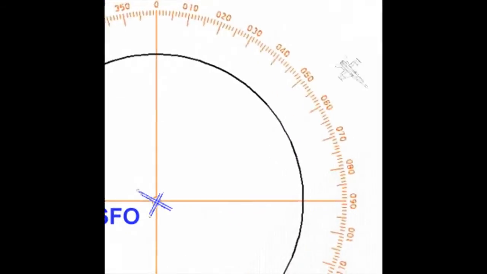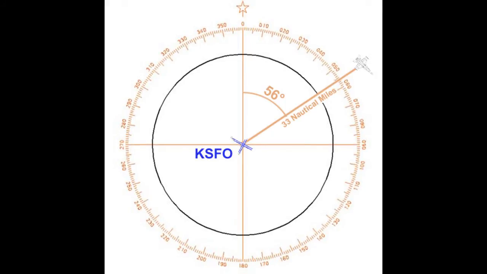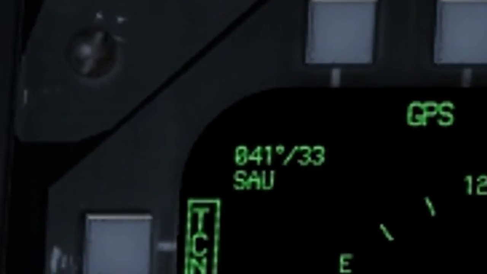For instance, the display shows SFO with the numbers 56 and 33. This means that we have tuned to the SFO or San Francisco VOR station. We are on a bearing of 056 degrees from the station at a distance of 33 nautical miles. The bearing to the station is also displayed as a triangle with the letter T in the middle, which is located around the outside of the compass rose.